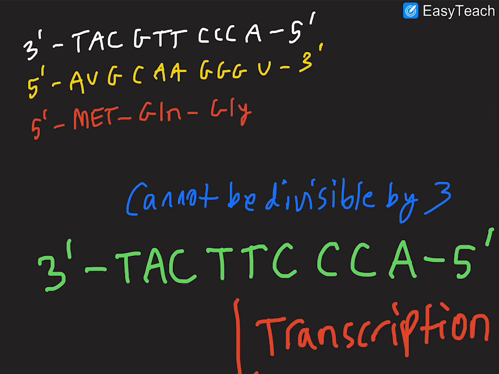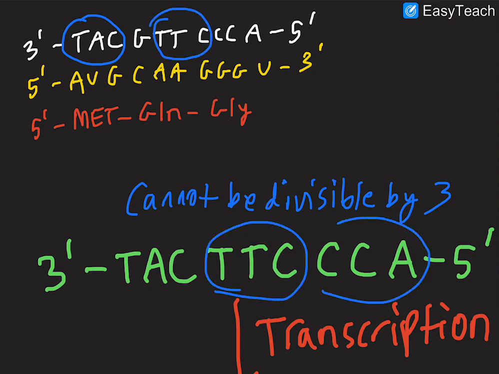So if you notice, let's highlight what we had previously in blue. We had TAC, we had TTC, and then we had CCA. But we added 1 nucleotide. That 1 is not divisible by 3, so that's going to cause a frameshift mutation. What was that nucleotide? We added guanine right here. We inserted it right here. So that's going to cause a frameshift mutation.